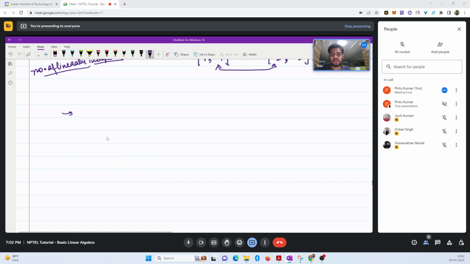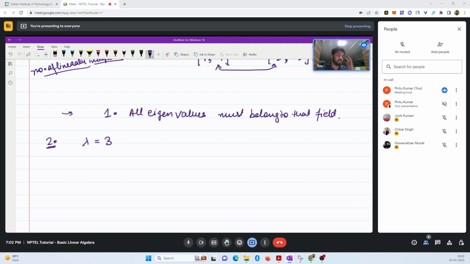See, the first point I said is that all eigenvalues must belong to that field. This point is crystal clear, I hope. Then I'll get to the question that you are asking, if this is clear. Yes, yes, sir. Now, the second thing that I am saying is, let's say you have an eigenvalue lambda equal to 3. I'm just taking an example. And its multiplicity is 2.